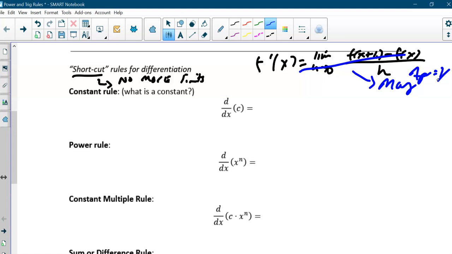Okay, constant rule. So let's go over the constant rule. And again, you've seen a video on this already. This is just more officially. The constant rule: the derivative of any number is 0. The derivative of any number that you have, just by itself, no x's attached to it, no sine x or anything of that nature, the derivative of any particular number is 0.